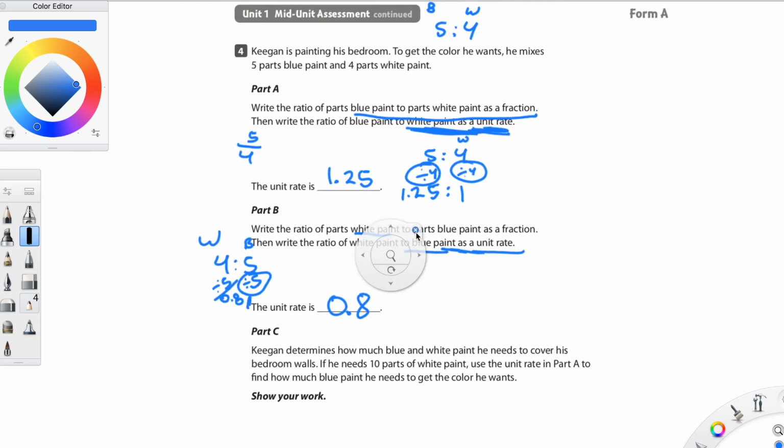Keegan determines how much blue and white paint he needs to cover his bedroom walls. If he needs 10 parts of white paint, use a unit rate in part A to find out how much blue paint he needs. So the rate here was 1.25 to 1, and the 1 was my white. So my 1.25 is my blue. He says if he needs 10 parts of white paint, so from 1 part to 10 parts.